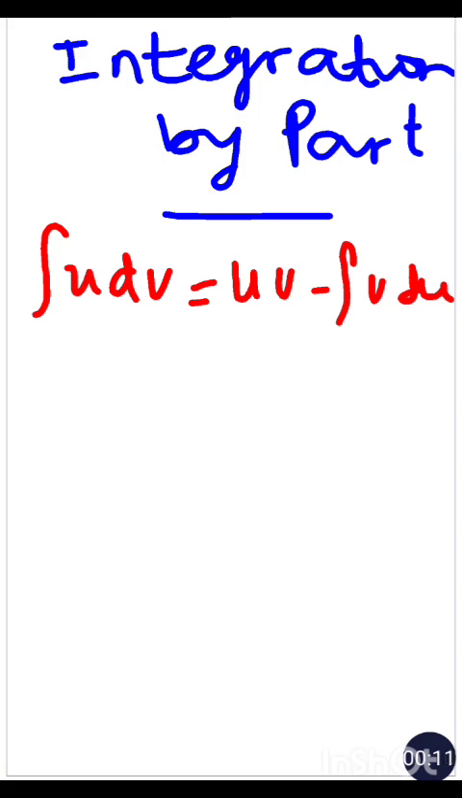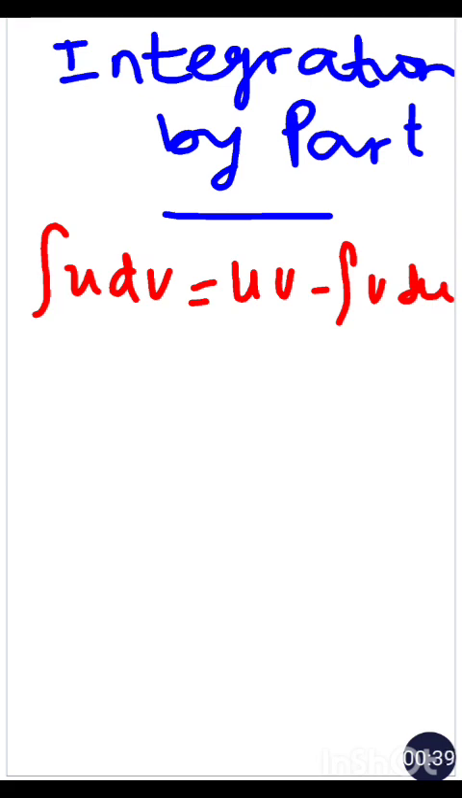Integration by parts is used when we are to integrate a product of two functions, and we need to choose carefully which one to differentiate and which one to integrate. To do that, we'll illustrate using some examples.